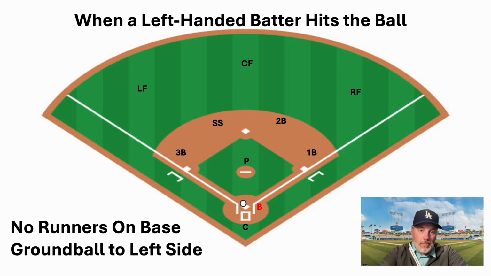Now, when a left-handed batter is up, you can see we're in our left-handed batter alignment. And you can see the little B stands for batter, who is now over on the left side, the left-handed side, or toward first base. No runners on base. Now the ground ball is hit to the left side. It's hit to third base this time. Third baseman's going to come over to make the play. Shortstop's backing up third. Left field is backing up shortstop. First baseman's covering first base.